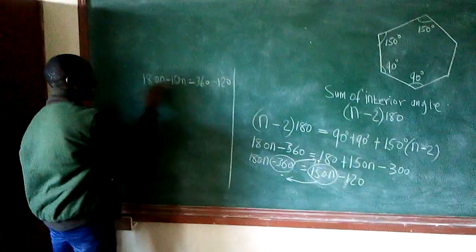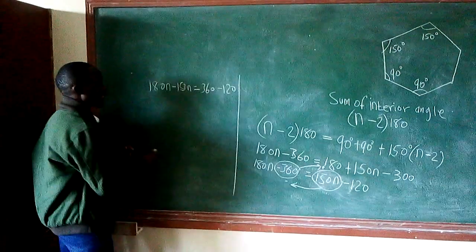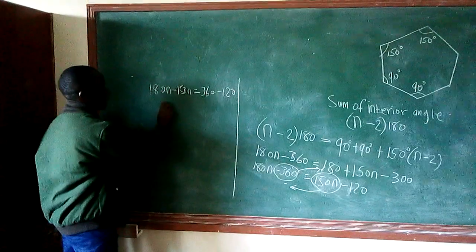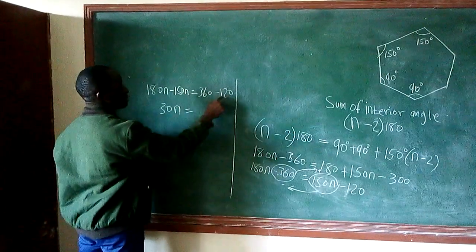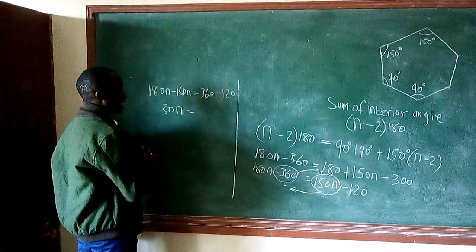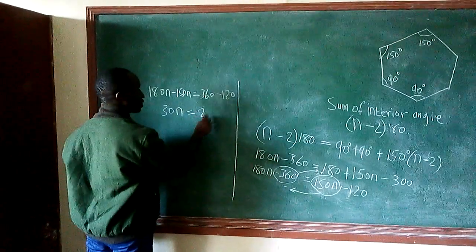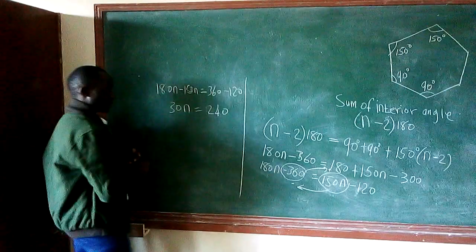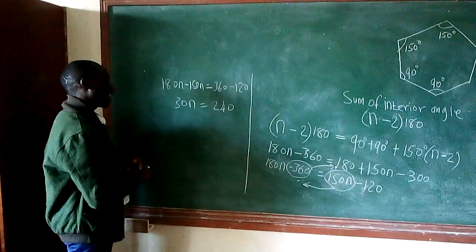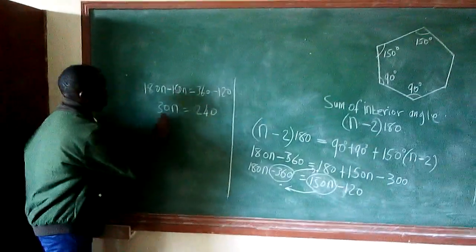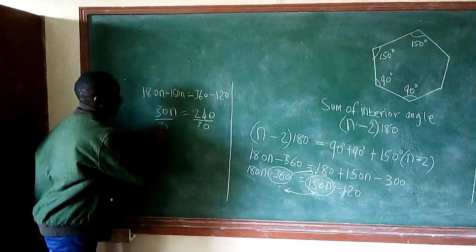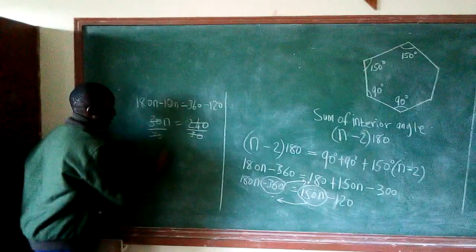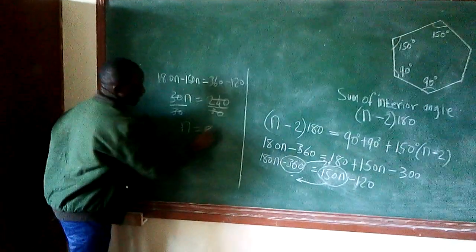What is 180 minus 150? We are going to get 30n is equal to 360 minus 120. We are going to get 240. Therefore, let us find the value of n. How are we going to get it? We are going to divide here by 30, divide there by 30. Therefore, we get the value of n is equal to 8.